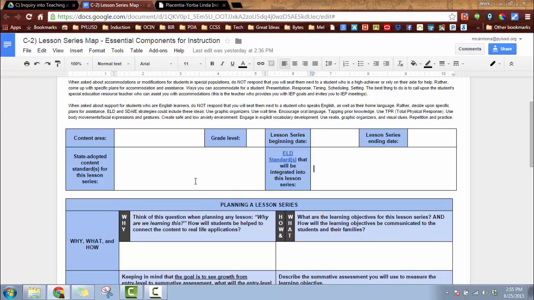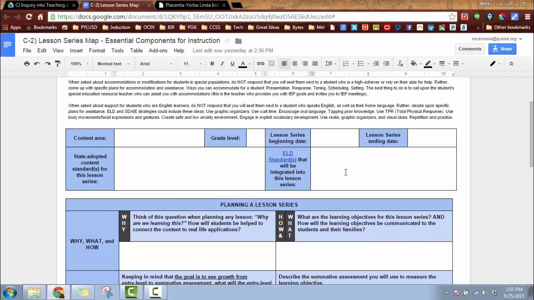And then you're going to add your standards. Your state-adopted content standards may be the Common Core. If you're teaching a different subject area that uses the literacy standards, you can place those here, or maybe you'll have Next Generation Science Standards here. And that's why it doesn't say Common Core. It's whatever state-adopted standards for that particular lesson.